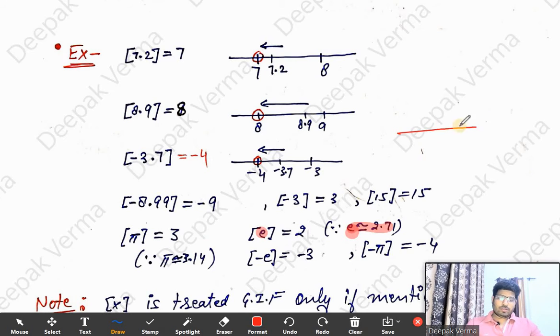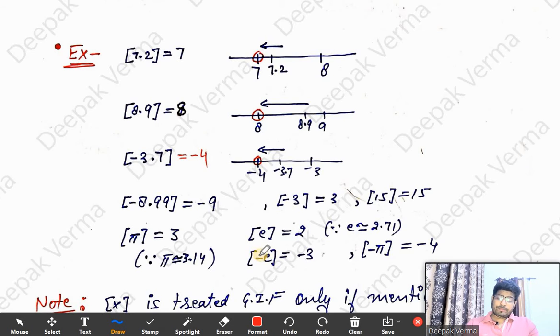Then the box E will be, so again E is, let's suppose, somewhere between 2 and 3. So we are standing here. Now let's start moving towards the left. The very first integer that we get is what? 2. So our required answer is 2. The outcome of box E is what? 2. I hope it is clear.